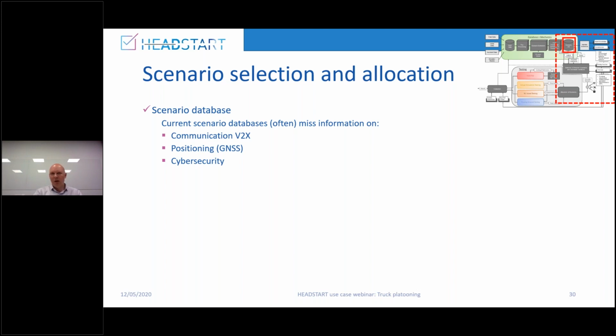For example, if you look at communication, the communication signals are not in. So if you would like to do a join request for a truck platooning, there is no scenario database that covers this. You could argue, do we need it? But at least it's not in. The similar holds for positioning and also cybersecurity.